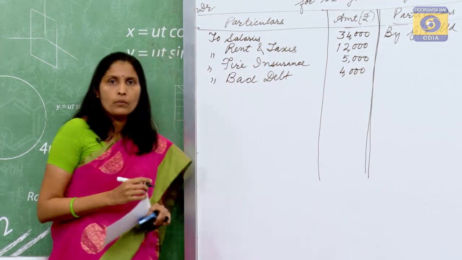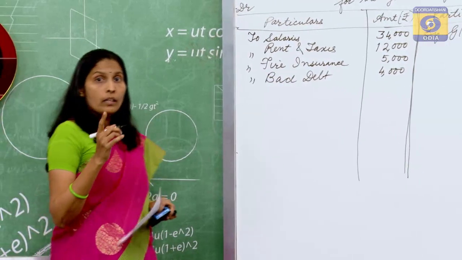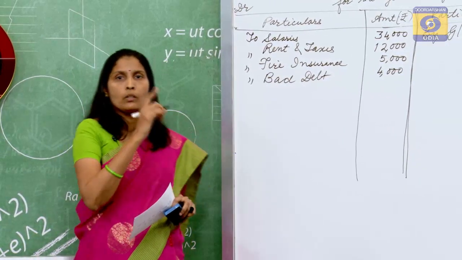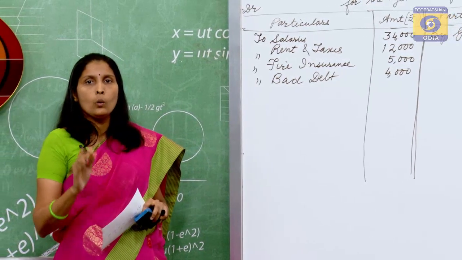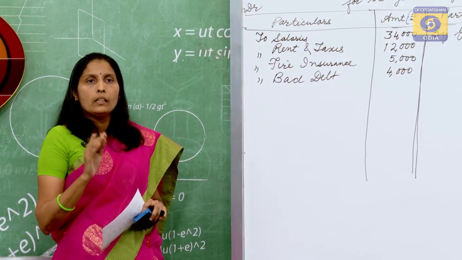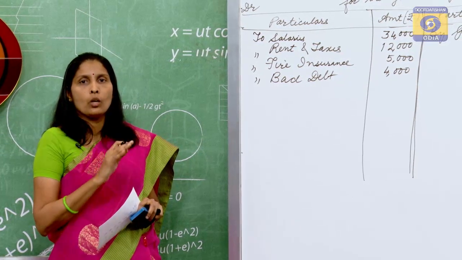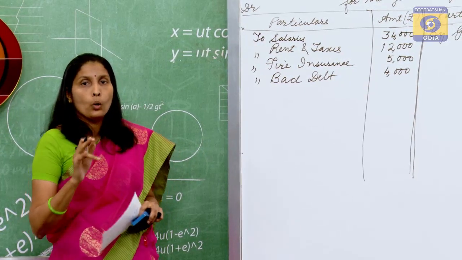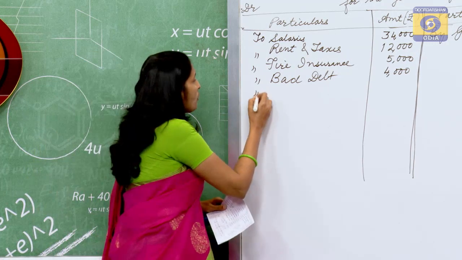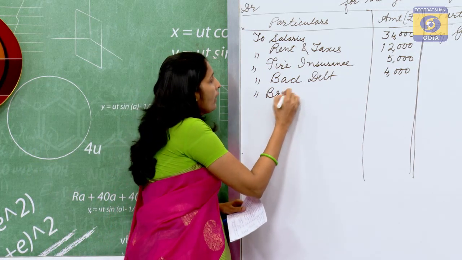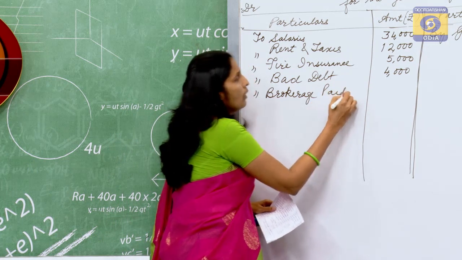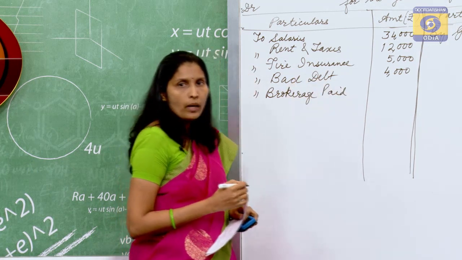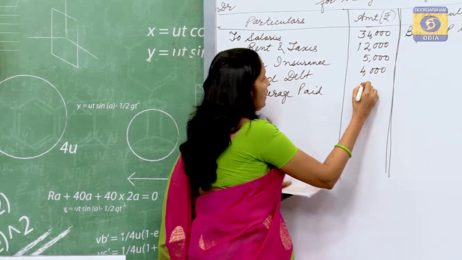Next we have interest. The interest received is not an expense, students, that will go to the credit side. All the credit items, let us leave them for now. We will only consider the expenses. Capital will not go to the PL account. Brokerage paid is an expense. We will write the brokerage paid. The brokerage paid amount is rupees 5,750.